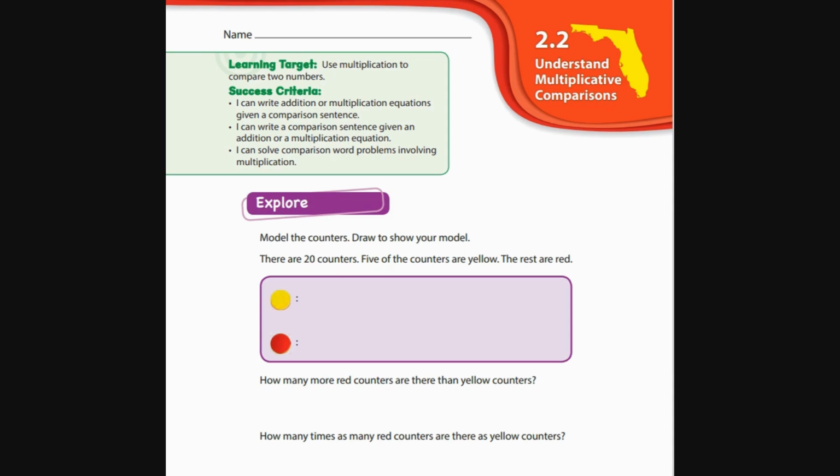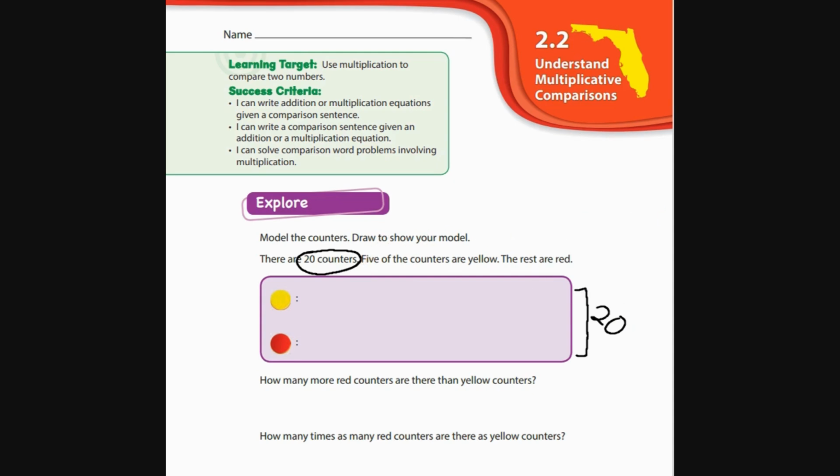Okay, so we start off with always circling important numbers, but let's read the directions. It says there are 20 counters. 5 of the counters are yellow. The rest are red. So this is the way I like to do it. I like to say, okay, how much do I have in all? I have 20 counters. So I'm going to put that number right here and say, it doesn't matter how much yellow or red I have. I need to have a total of 20 counters.